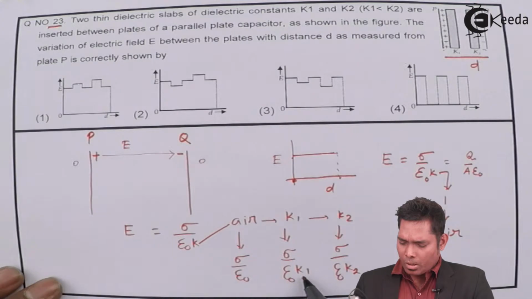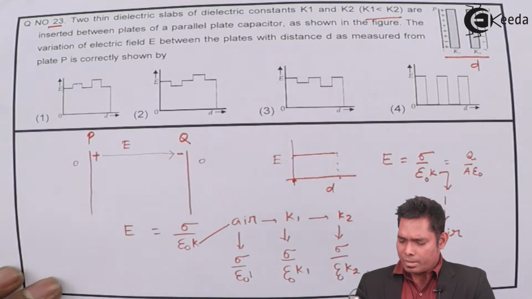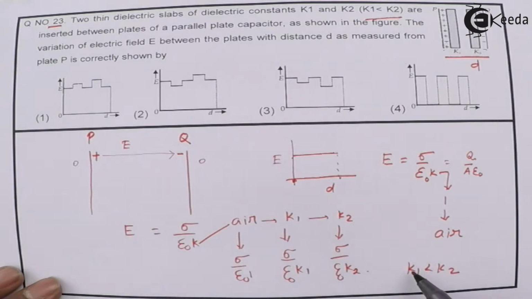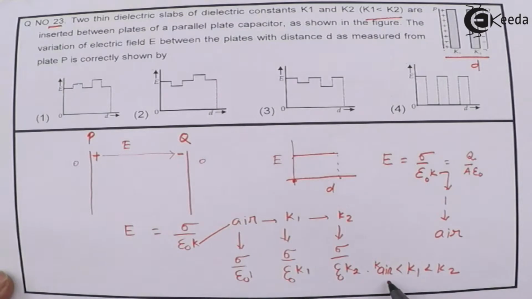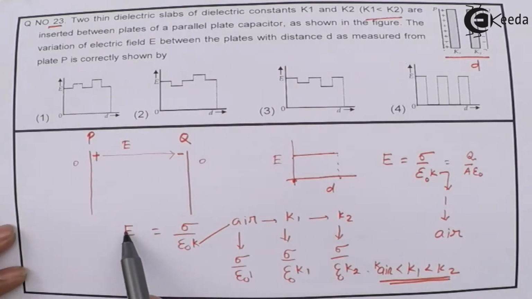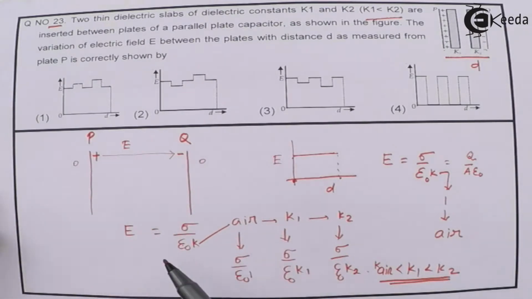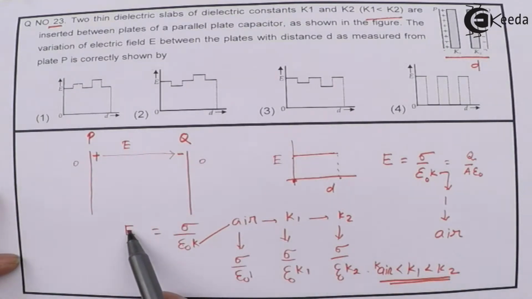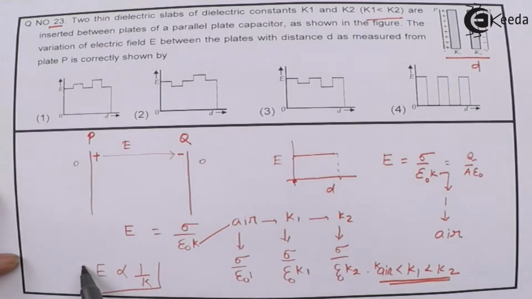Here K for air is 1, which is always less than K1, and K1 is given as less than K2. Any medium has a dielectric constant more than that of air. So this is the order of K. As you can see from these relations of E and K, sigma and epsilon naught are the same for these situations. The only variation is in K, and E is inversely proportional to K.